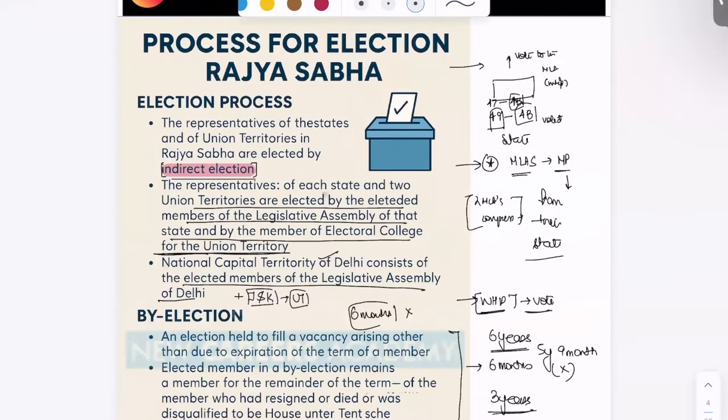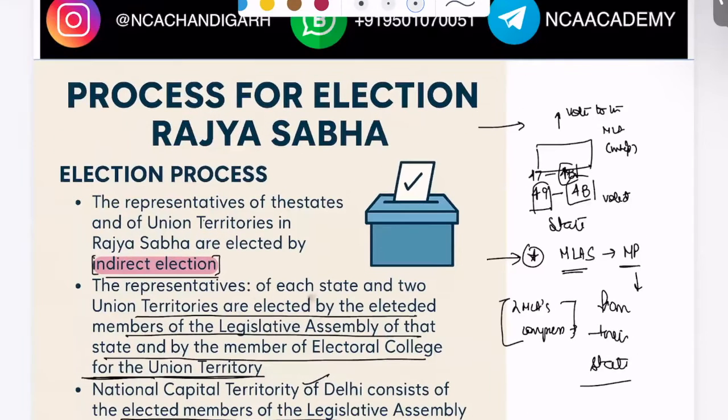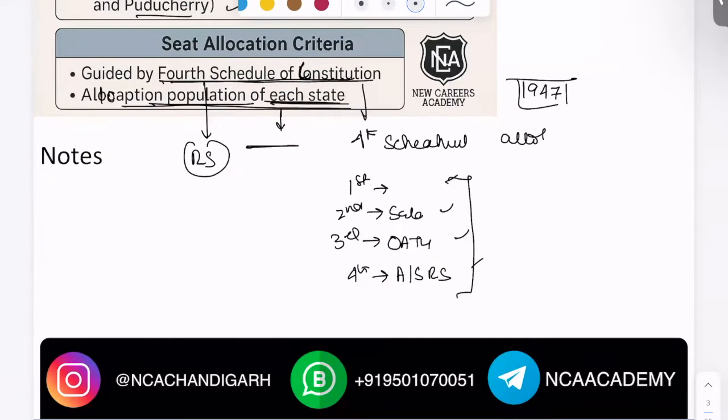Now we come to the process of election of Rajya Sabha. How many people are there? 245. In 245, 1/3 members resign. Remember, 1/3 members resign after every 2 years. If I remain an MP, how many years will I stay? 6 years. Okay, one more question can be made from this.